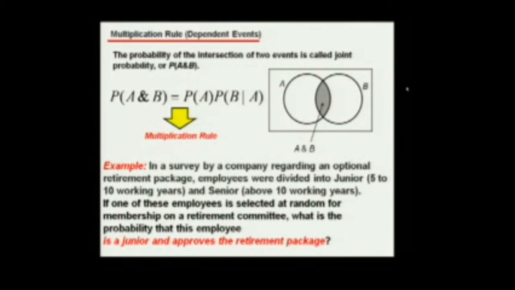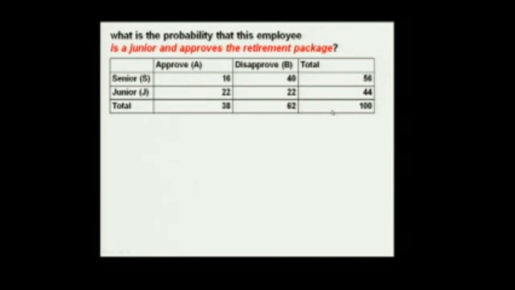Here is an example, in a survey by a company regarding an optional retirement package. Employees were divided into junior, 5 to 10 working years, and senior, above 10 working years. If one of these employees is selected at random for membership on a retirement committee, what is the probability that this employee is a junior and approves the retirement package? Now here is our table again, and the question is, what's the probability that this employee is a junior and approves the retirement package?